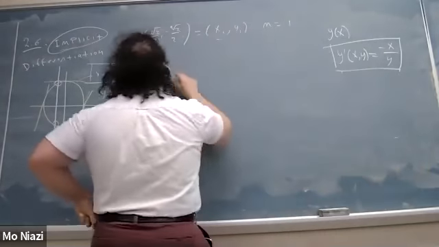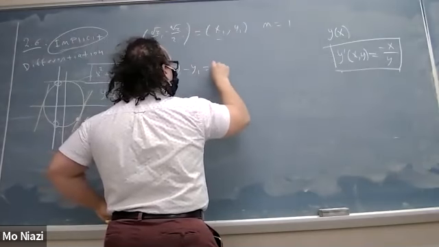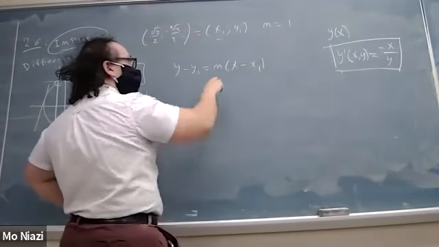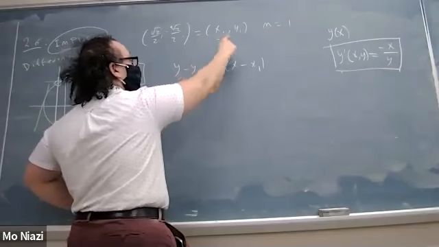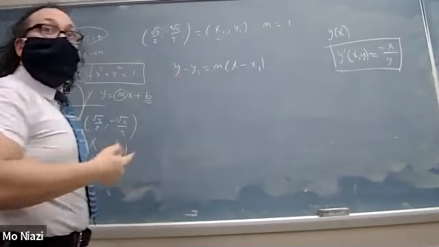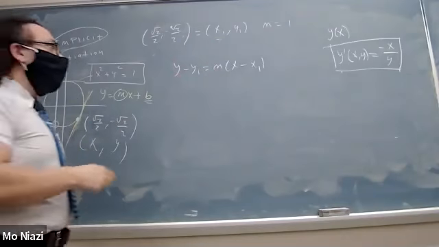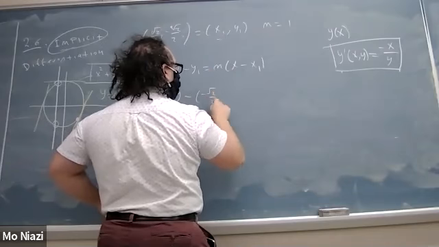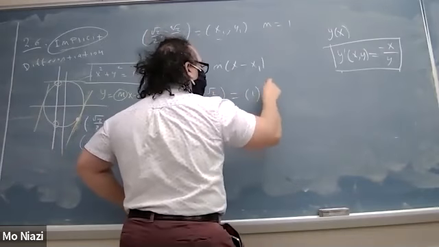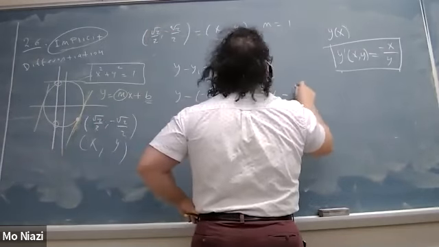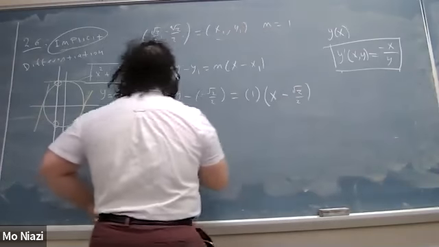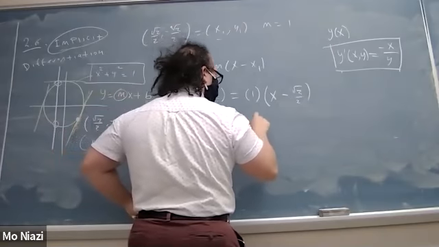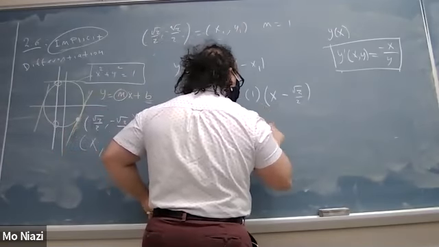Point slope form says y minus y1 is equal to m times x minus x1. It's called point slope because you have a point, x1, y1, and a slope. And with that, you can generate the equation of a line. So y minus our y1, which is a negative root 2 over 2, is equal to m, which is 1, times the quantity x minus root 2 over 2, which is our x1. So we get y plus root 2 over 2 is equal to x minus root 2 over 2.